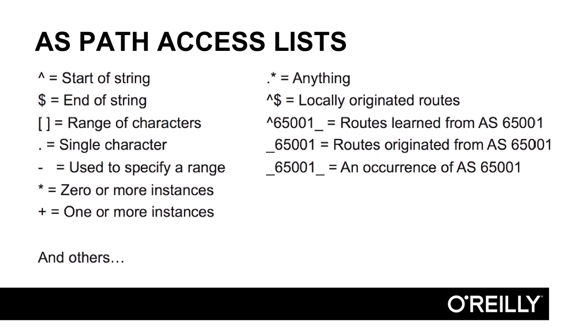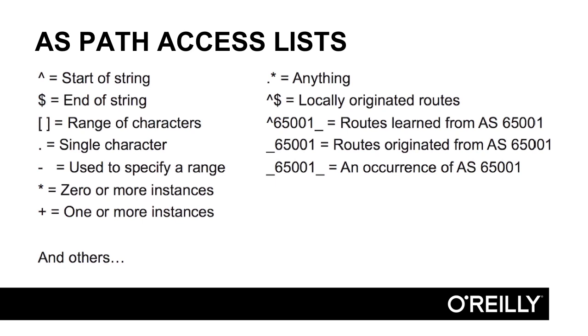Here I have displayed a couple of examples of those regular expressions, where we have caret for start of string, $ for end of string, and many others. So if we were to use a dot star, it will match on any. A caret with the $ means locally originated routes. A caret with an AS number followed by an underscore means routes learned from that AS. An underscore and then an AS number matches on routes originated from an AS. And an underscore, an AS number followed by another underscore is an occurrence of that AS in the AS path.